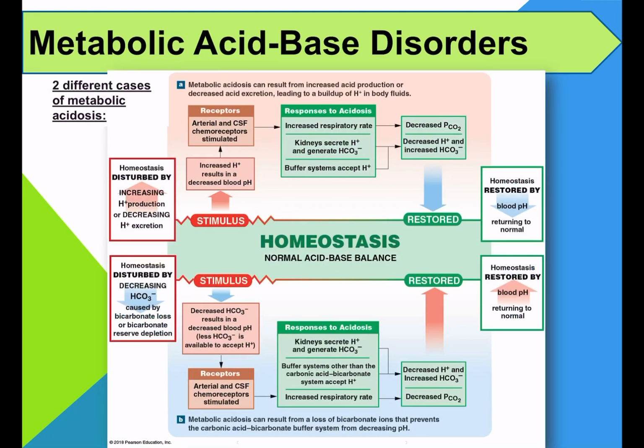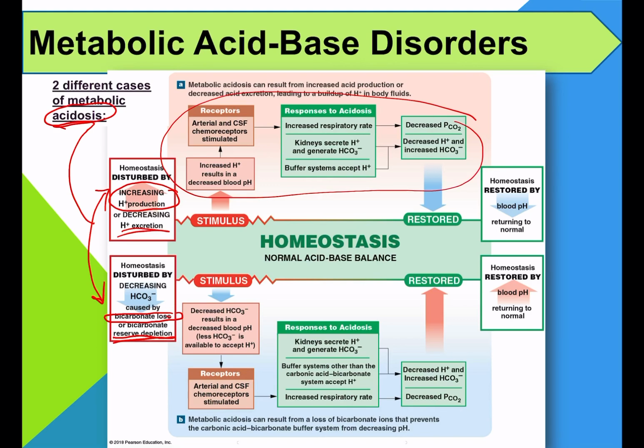Now, this homeostasis chart is representing two different cases of metabolic acidosis. One, metabolic acidosis can come from an increase of hydrogen ion production or a decrease in hydrogen ion excretion. The other case is caused by too much bicarbonate ion loss, or your bicarbonate ion reserve is depleted. So both situations represent acidosis in two different ways, and of course, your body will react differently in these two situations. So make sure you go back to this.